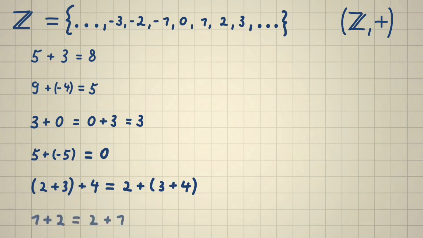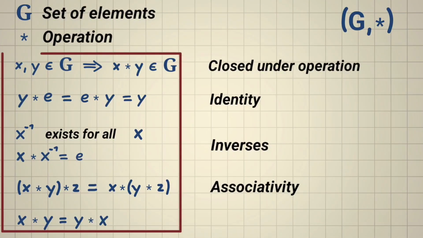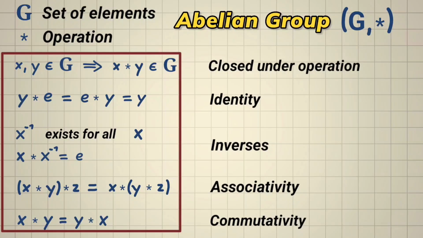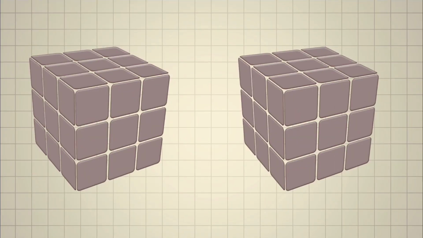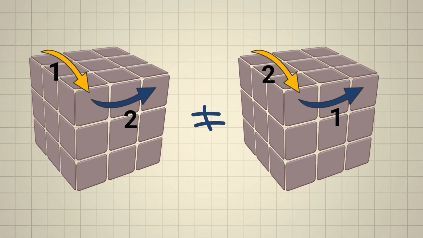Additionally, in this case, the order in which I add the numbers doesn't matter. When this additional property x plus y equals y plus x holds, the group is called a commutative group or Abelian group, named after the mathematician Niels Henrik Abel. It's not always the case that a group is commutative. The Rubik's cube group, for example, is not, as the order of the rotations cannot simply be swapped.